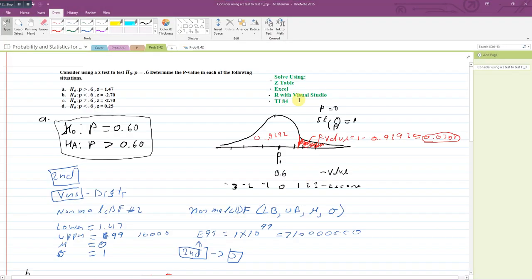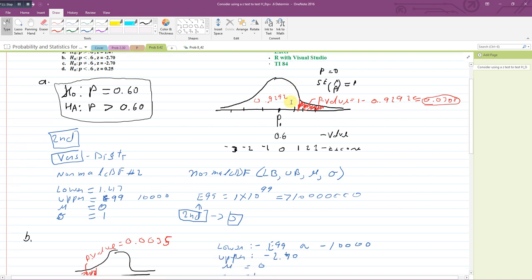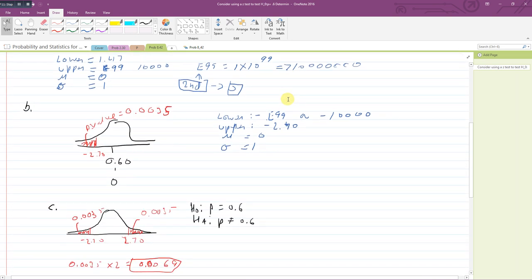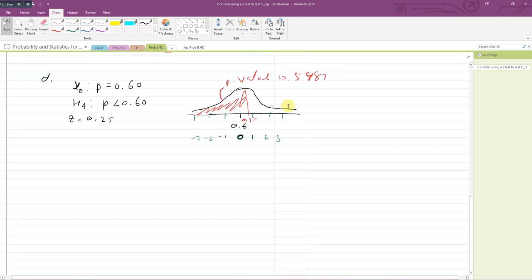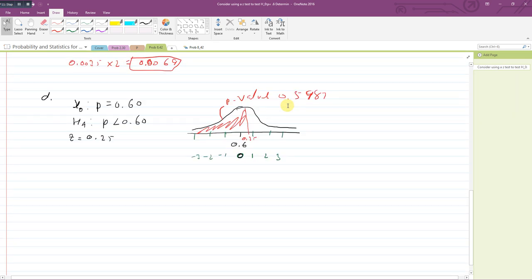For the R part using the pnormGC-style approach, it's going to be the same thing as letter B, but using different numbers. The lower is going to be negative e to 99, or negative one dash will work on this one. Your upper is going to be 0.25. Your mean equals 0, standard deviation equals 1, and you just paste it and enter.